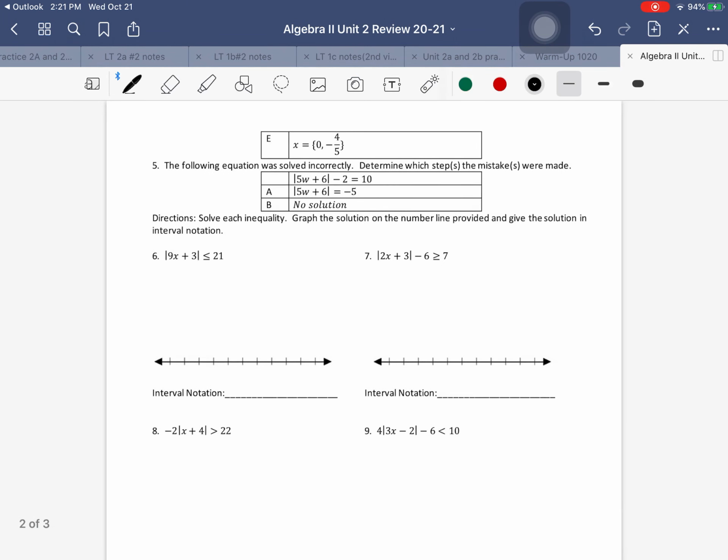Oh, I didn't know there was another part. The following equation was incorrect. Determine which steps were wrong. All right, so it looks like I don't even want to look.